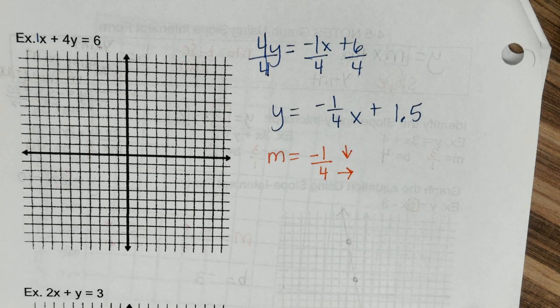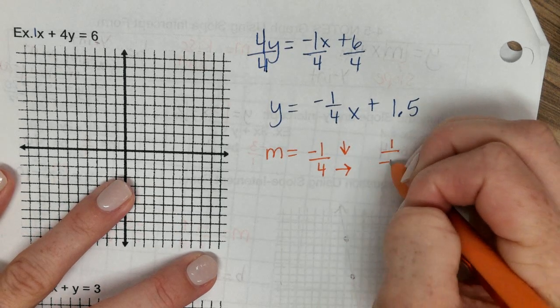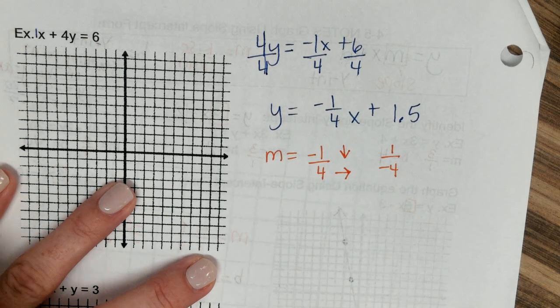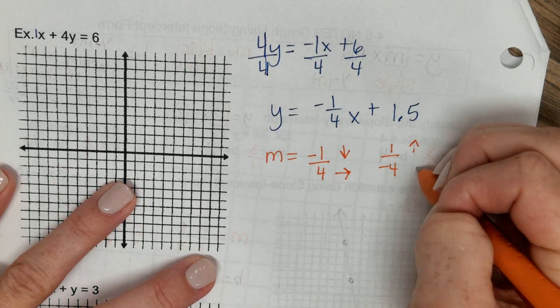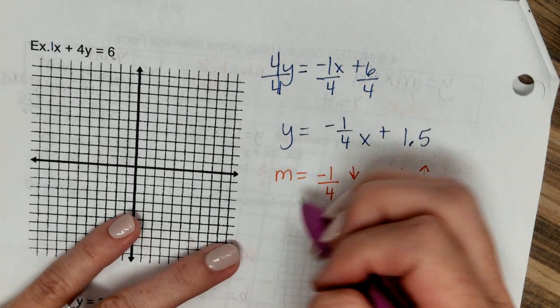Could I have assigned it the other way? Could I have said the run is going to be positive 1 over negative 4? So this way I would rise up 1 and left 4, and you will see both of those will fall on the same line. Okay? All right, what is my y-intercept?